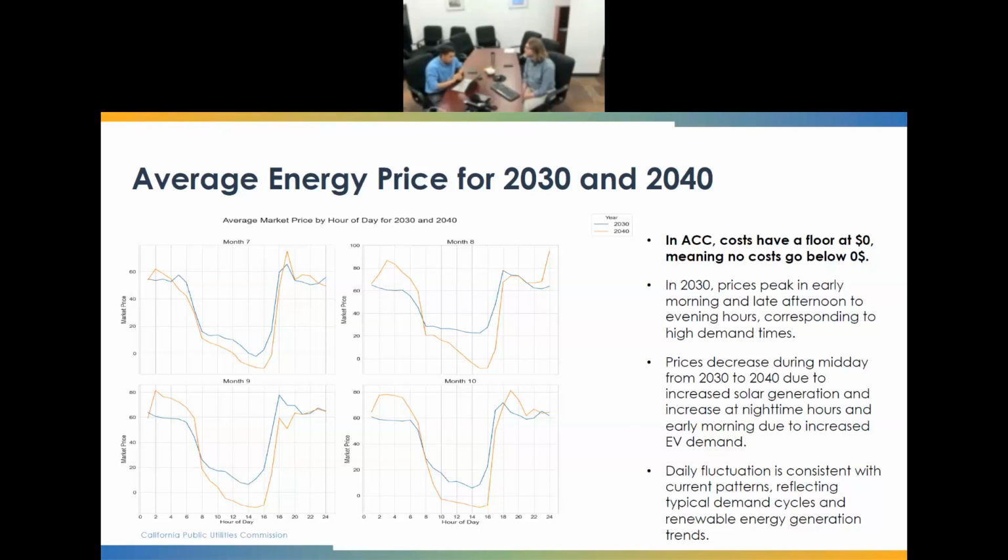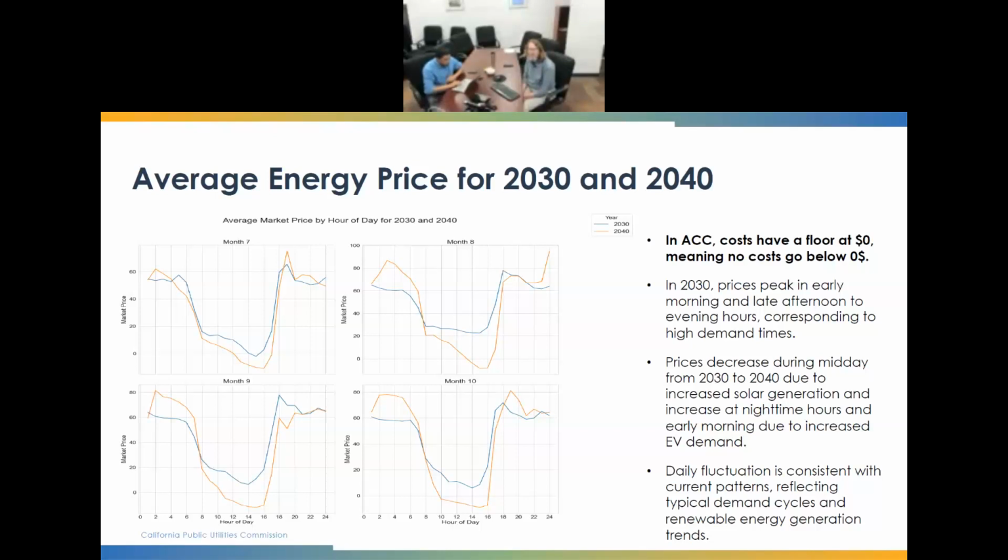So on this slide, we're not showing you everything we did because there's a lot of material, but here we're showing you the price for 2030 and 2040 for selected months: July, August, September, and October. So you can see the price go below zero, but in the ACC cost have a floor at zero, meaning no cost goes below zero. But this is the price that we predicted, forecast from Servam.